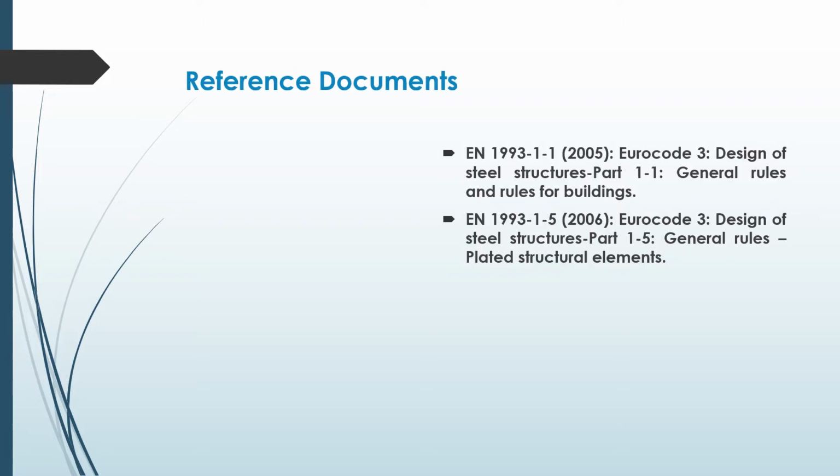The reference documents used in this presentation include EN 1993-1-1:2005 Eurocode 3, Design of Steel Structures Part 1-1, which is all about the general rules and rules for buildings. The second document is EN 1993-1-5:2006 Eurocode 3, Design of Steel Structures Part 1-5, General Rules, Plated Structural Elements. It is expected that both the students and the engineers have a copy of both these documents while going through this presentation.